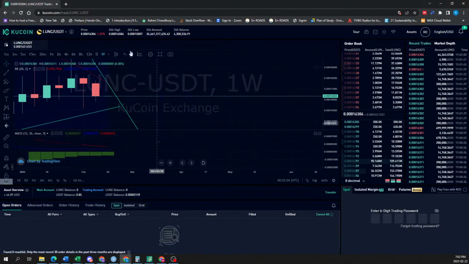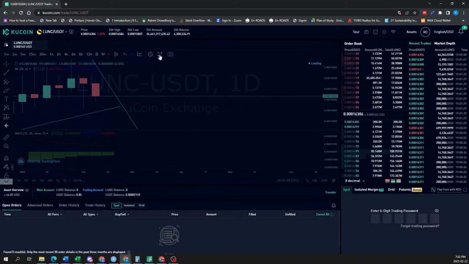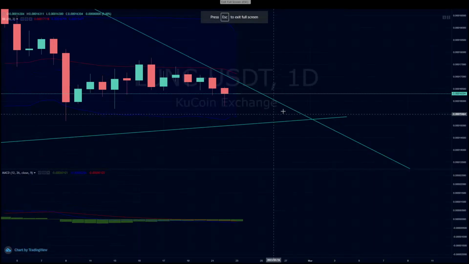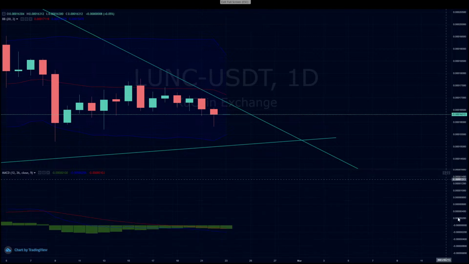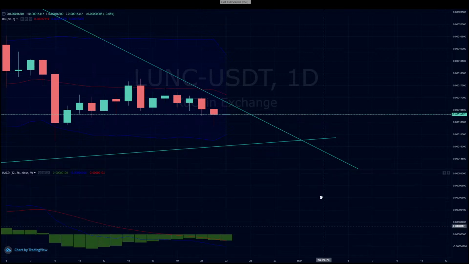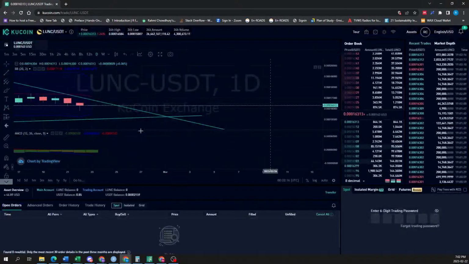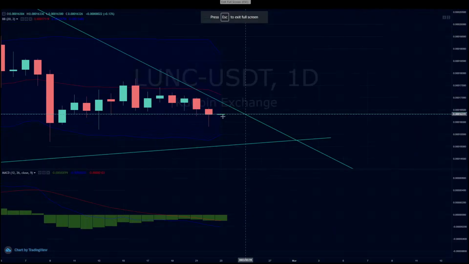Here, let's just jump over to the daily so I can show you what I'm talking about here. So over here, this is the daily. And we can see on the daily, let's just zoom in to show you the MACD as well. Oh, also, let's get our scale. So here is our scale. We have everything we need. So let's have a quick look. So over here, this is the scale.